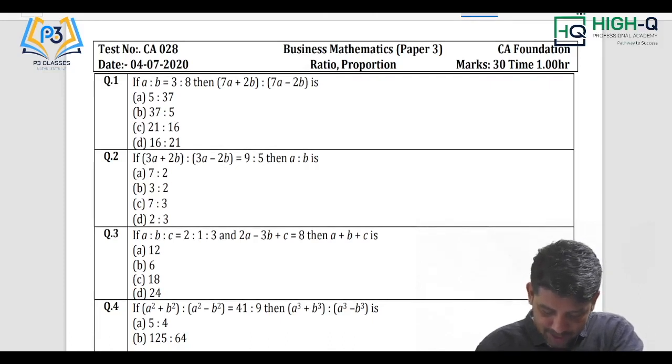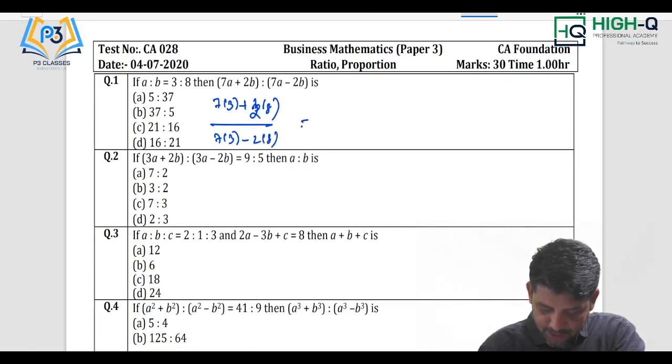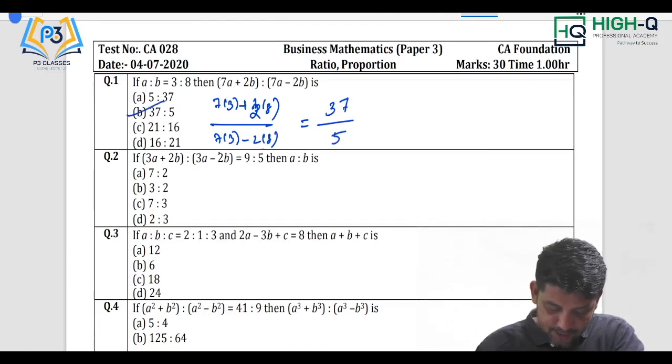What is it? 7 into 3 plus 2 into 8, and 7 into 3 minus 2 into 8. This is the simplest one. 21 plus 16, which is nothing but 37. 21 minus 16 is 5. So our answer is 37 is to 5. Okay. Next one.